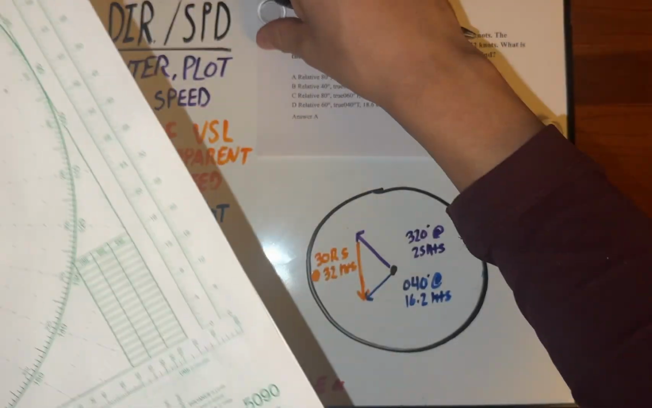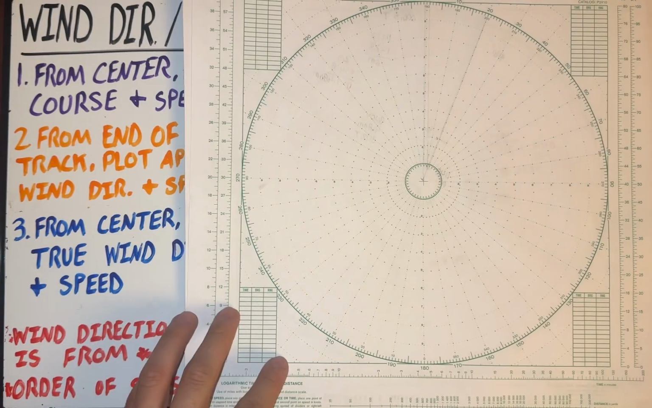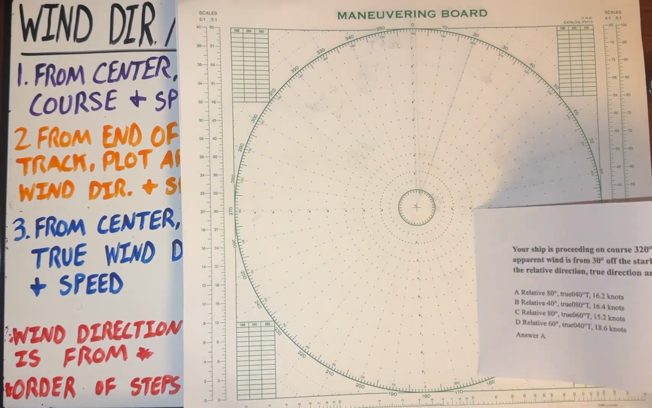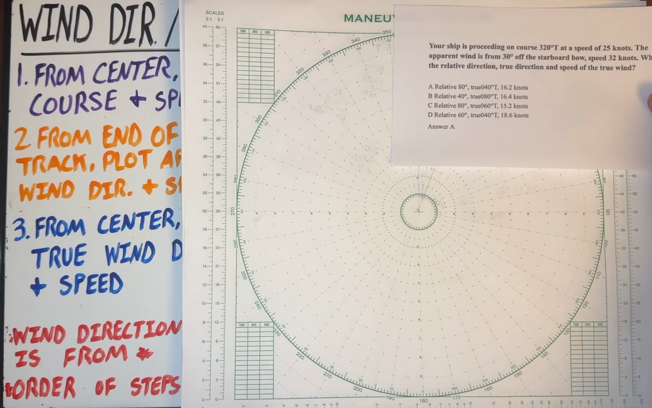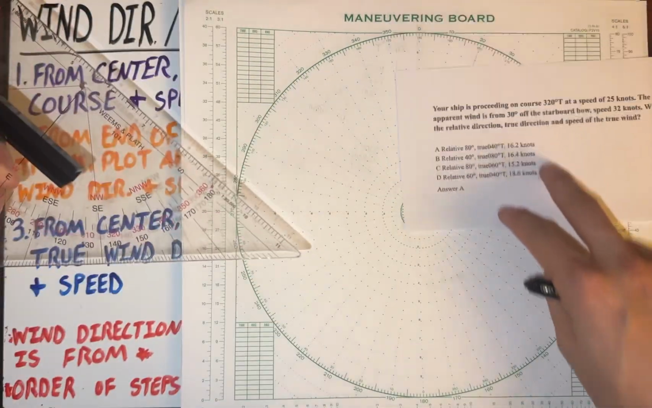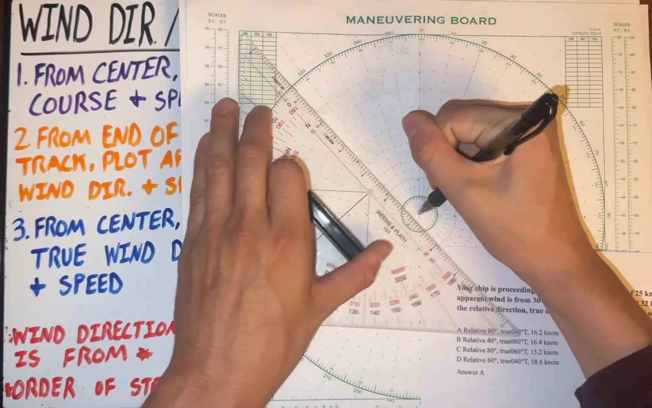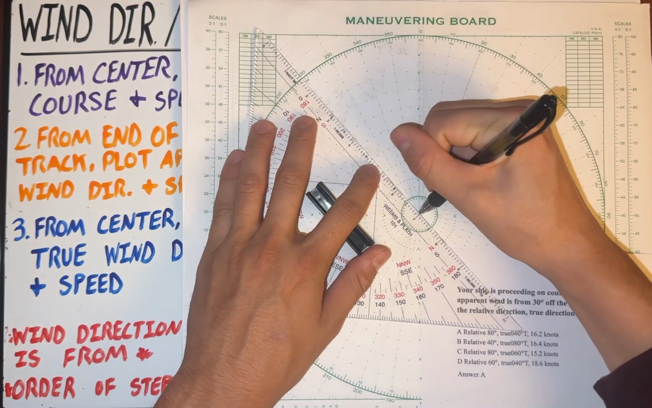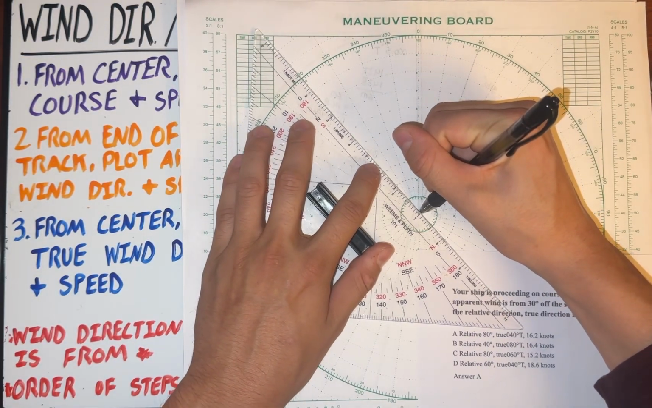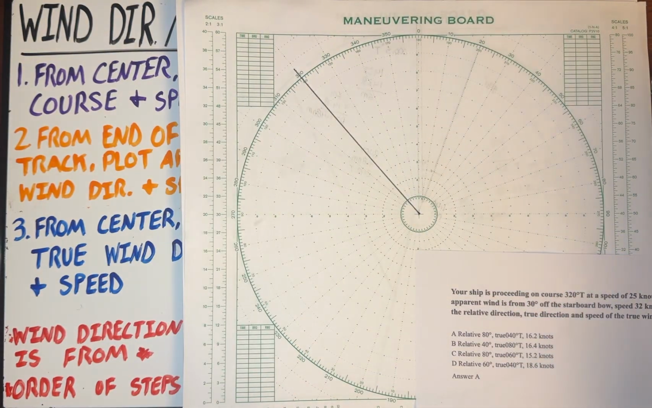So when we go to plot this, it will look like this. Our true course is 320 at 25 knots. We'll take it from the center up to 320, and we will take it out to a distance of 25.